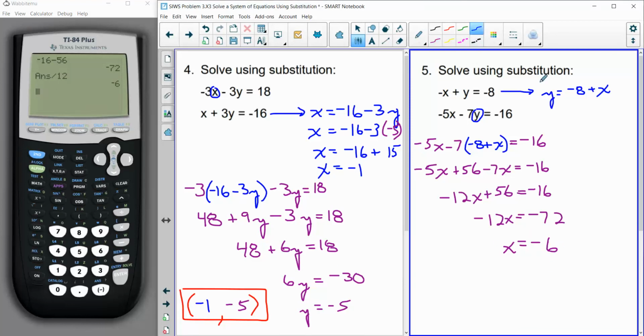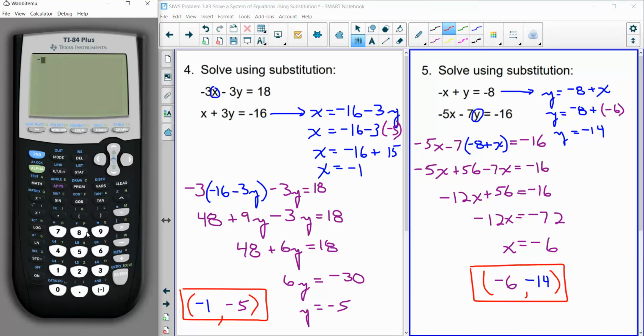Now I'm just going to come back up here to this blue equation. I'm going to figure out what y is. It's negative 8 plus x. Negative 8 plus negative 6 is negative 14. All right, so I got my answer. My answer is negative 6 for x and negative 14 for y. Obviously, I'm going to check that answer algebraically. Calculator is the easiest way to do that.